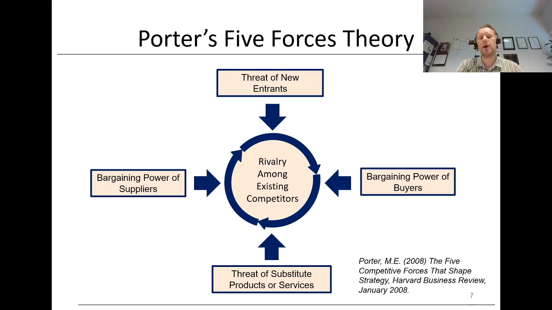What's the bargaining power of my suppliers? Am I faced with the problem of vendor lock-in? Let me clarify that in somewhat more detail. Vendor lock-in means that I have one supplier and a very tight relationship with that supplier, which makes it very hard for me as a company to switch suppliers.